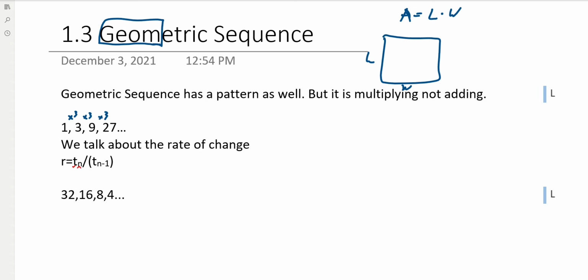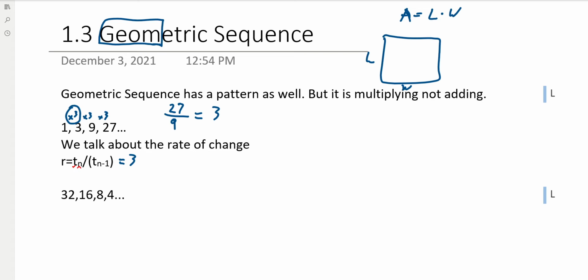We talk about rate of change as well. The number we're multiplying by is the rate of change. If we think about any of our terms, let's take 27, and you divide it by the previous term, that'd be 9, then we get 3, our rate of change. That's all this is showing here. It's the rate of change of 3.